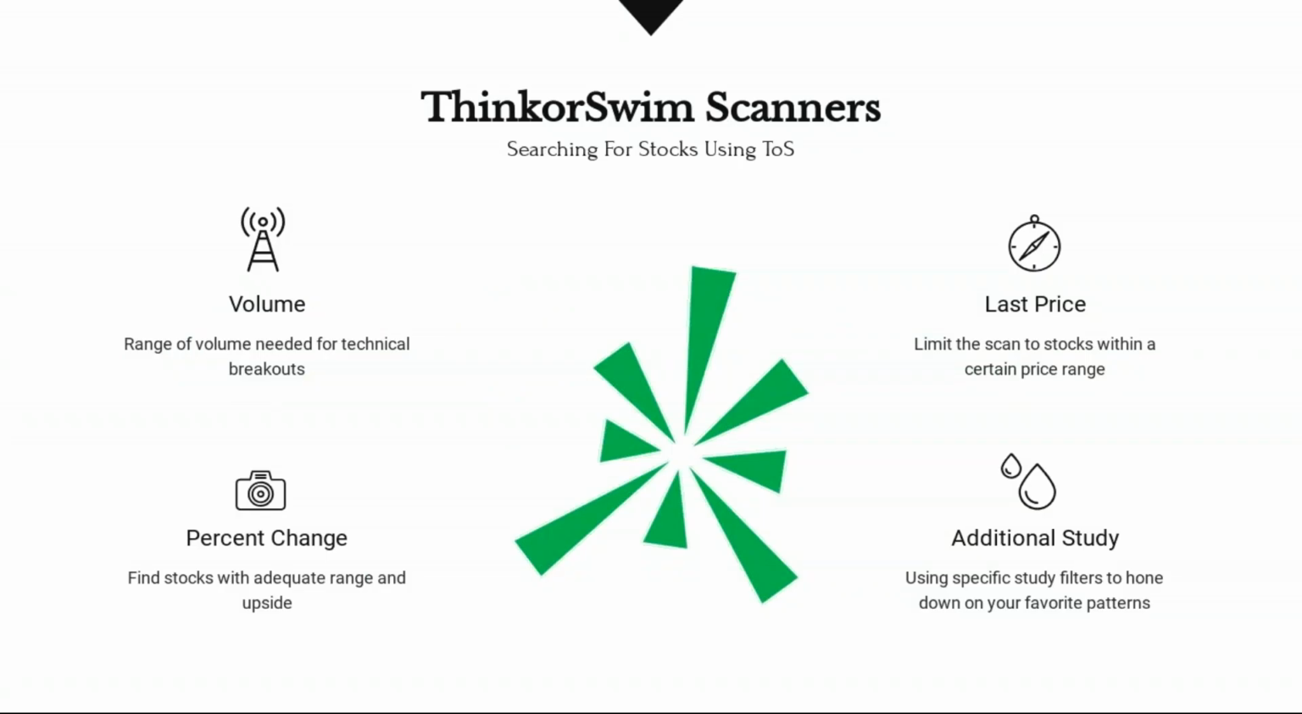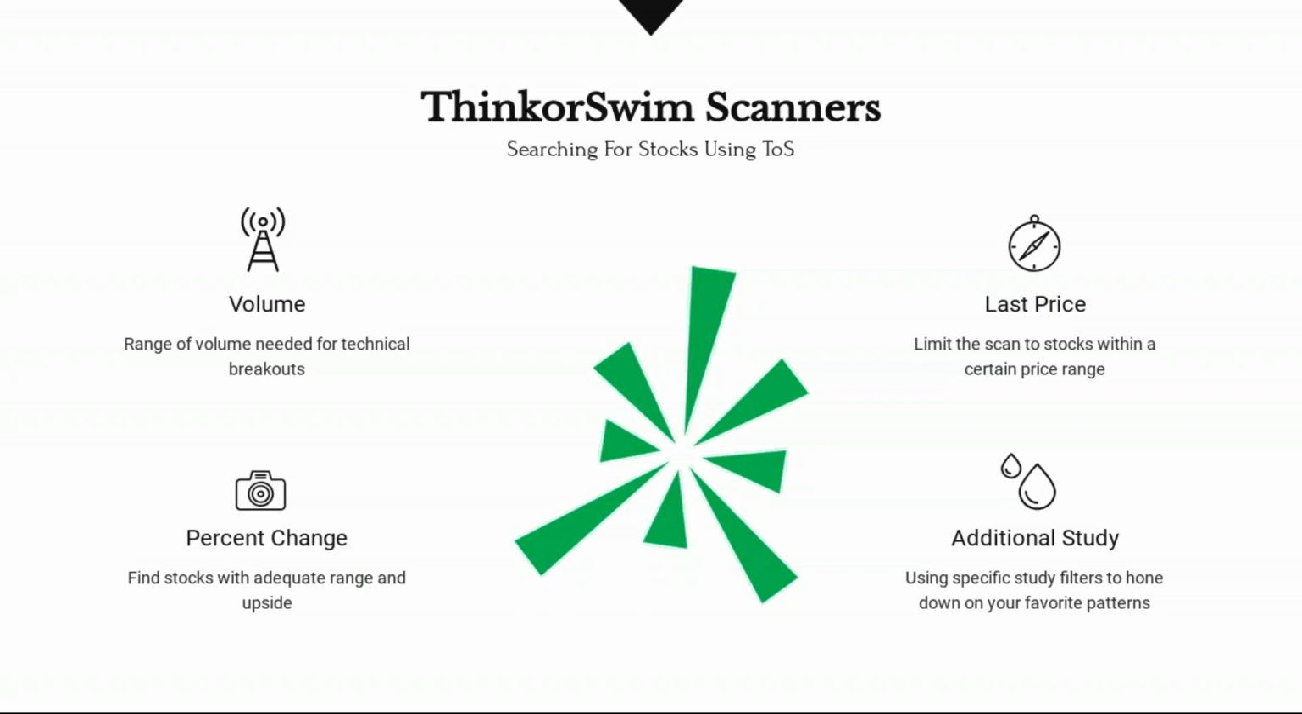So there's really three critical components of building a ThinkOrSwim scanner and searching for any of the stocks that you need to. And it doesn't really matter your preference on how you trade or what you're looking for to trade. You're still going to need these three critical components inside the build of your ThinkOrSwim scanner. The first one is volume.